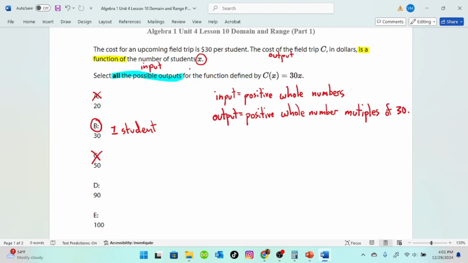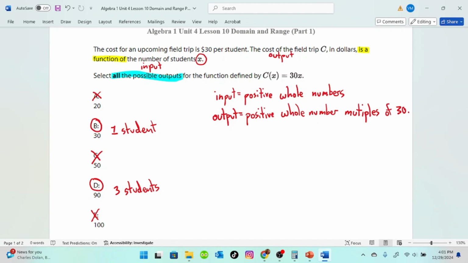Choice D is 90. 90 is a multiple of 30. This would be 3 students. So D is a possible output. And then our last choice is 100. Well, we just saw that 3 students would be 90. If we go to the next, which is 4 students, that's going to be 120. There's no possible way for us to get 100 as an output.